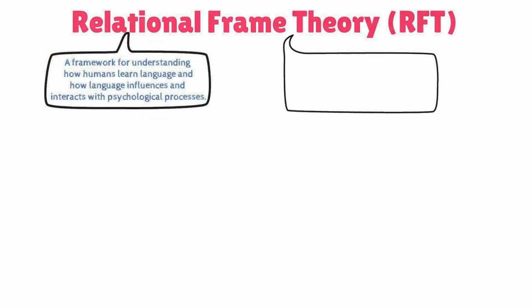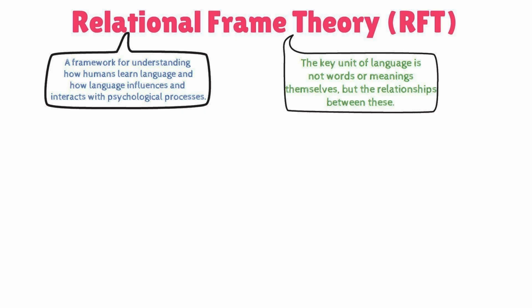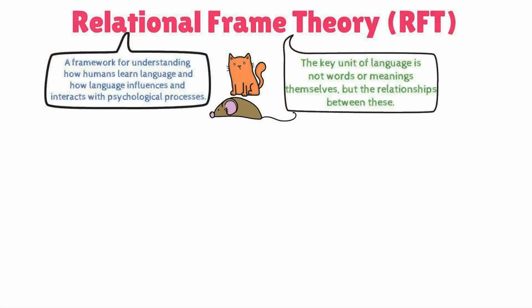Relational frame theory proposes that the ability to relate events mutually and in combination with one another is learned behavior and lies at the core of language and human cognition. This theory suggests that the key unit of language is not words or meanings themselves, but the relationships between these. For example, a child learns not only that the word cat refers to a particular animal, but also how this word can relate to other words and concepts in numerous ways. Bigger than a mouse, smaller than a dog, different from a car.